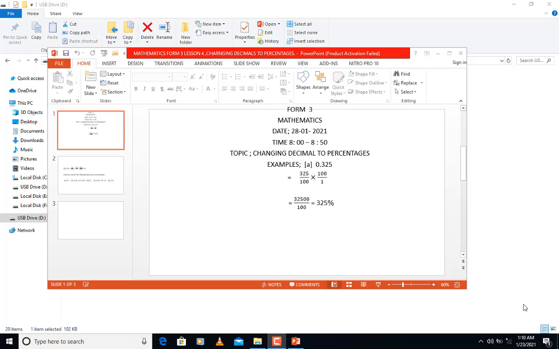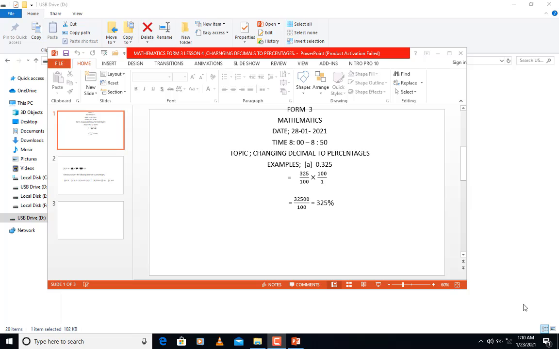Now, let's look at today's lesson. Today's lesson is about changing decimals to percentages. That is what we want to discuss, changing decimals to percentages. How do you change decimals to percentages? Now, in this concept, there is a hidden concept there.